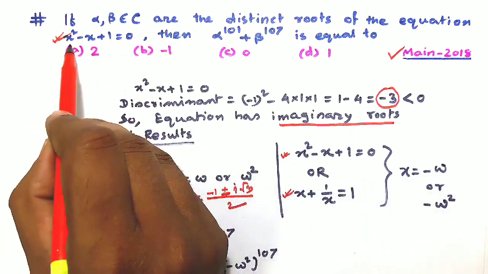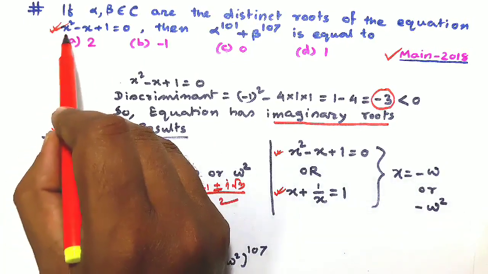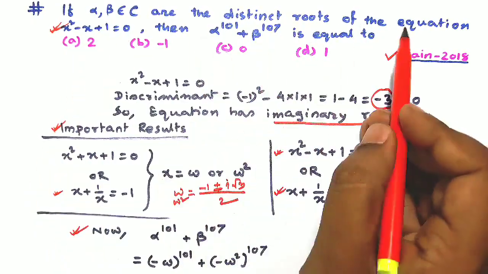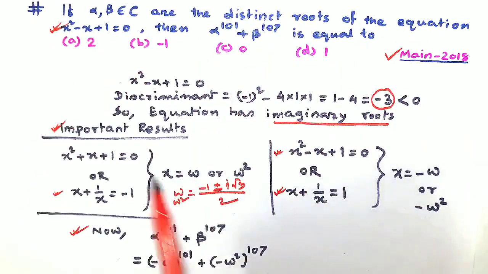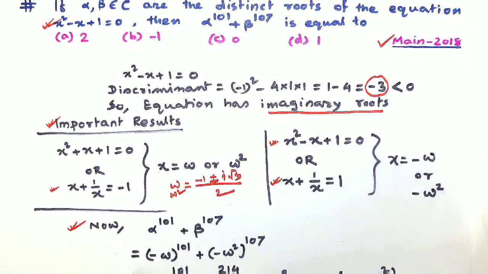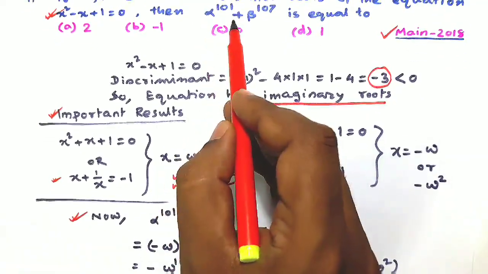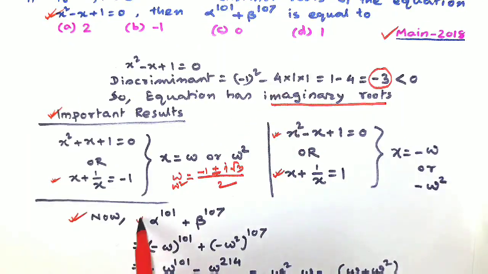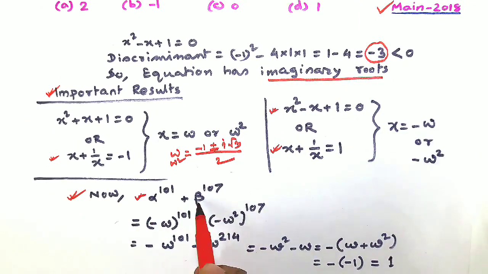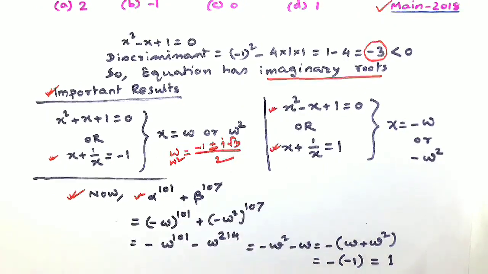What is given? Our question shows that the equation is x square minus x plus 1 is equal to 0, and alpha, beta are distinct roots of this equation. And since this is of this type, x is equal to minus omega or minus omega square. So we have alpha to the power 101 plus beta to the power 107 equal to, in place of alpha we shall put minus omega, and in place of beta we shall put minus omega square. So minus omega to the power 101 plus minus omega square whole power 107.